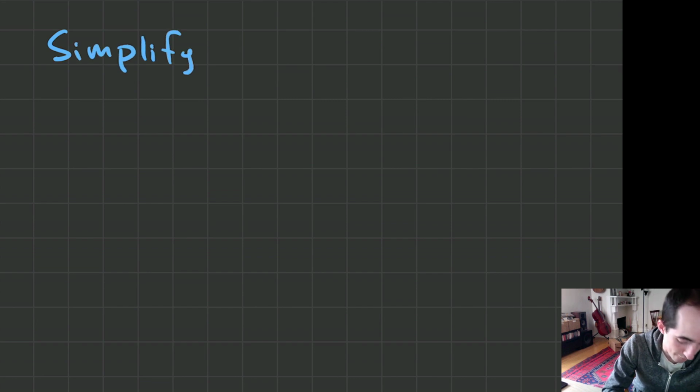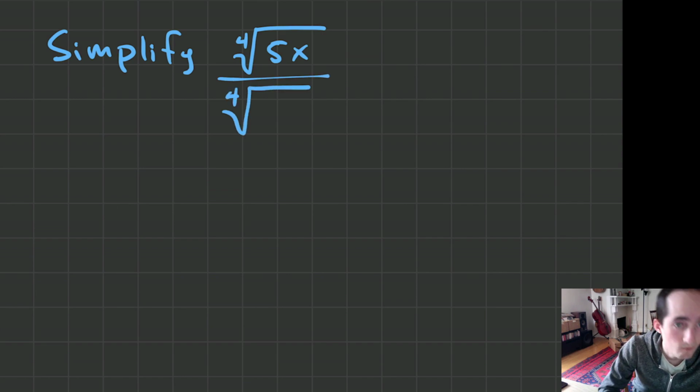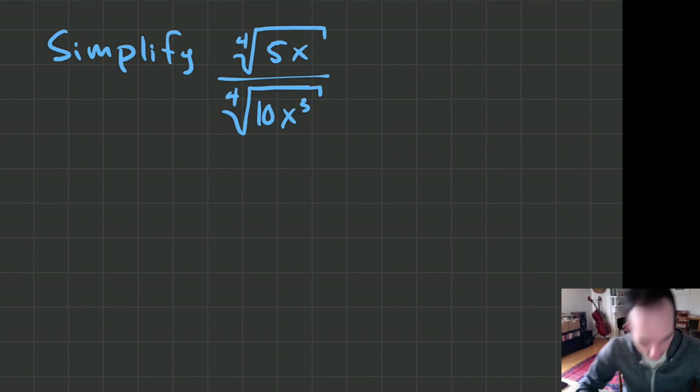Okay, next question. Let's simplify the fourth root of 5x over the fourth root of 10x cubed. Okay? So I'm going to simplify this.